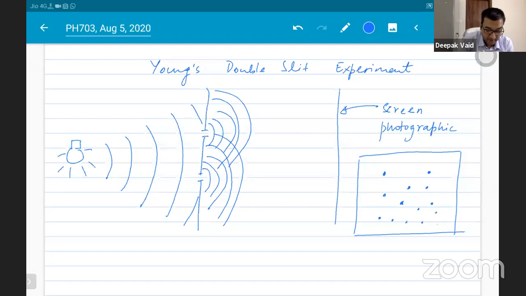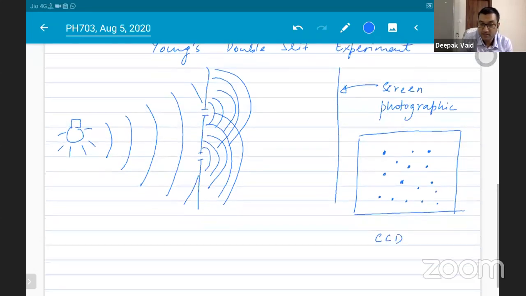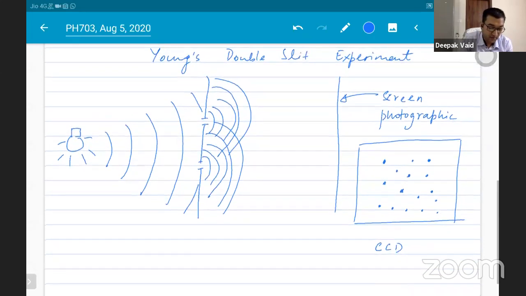Nowadays, of course, everybody has a camera, and inside a camera there's a different technology which goes by the name of CCD, which is charge coupled device. So that's a solid state technology.